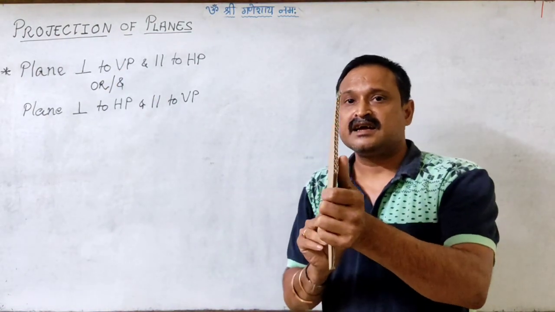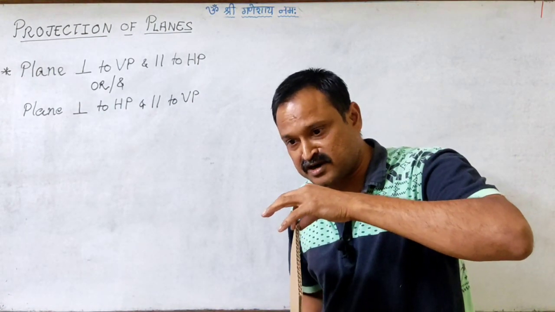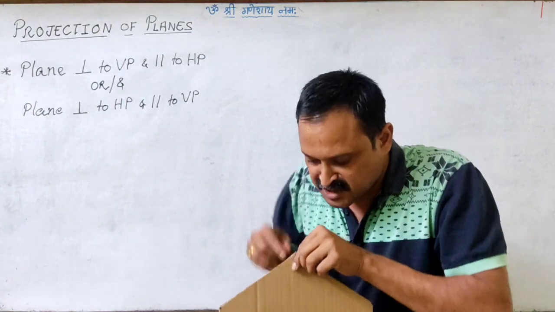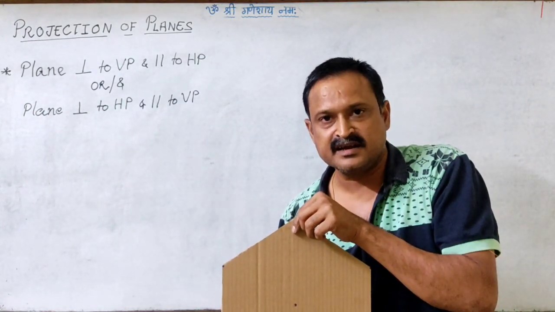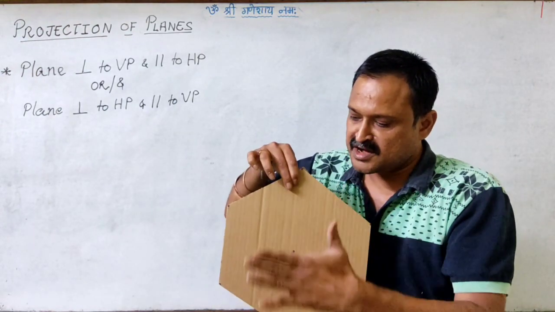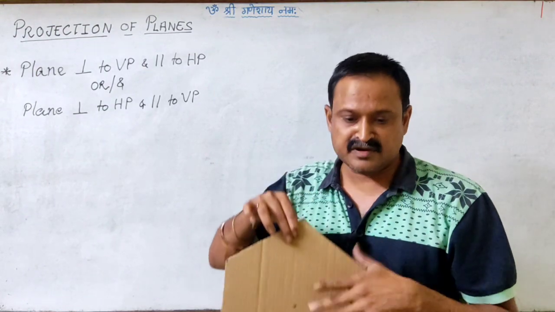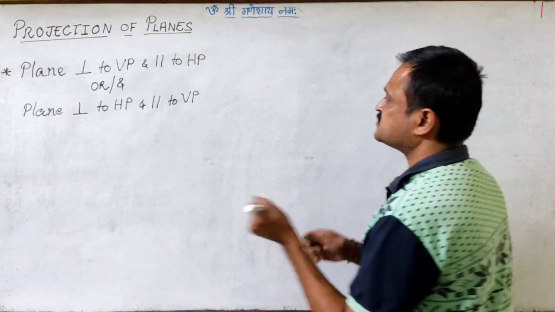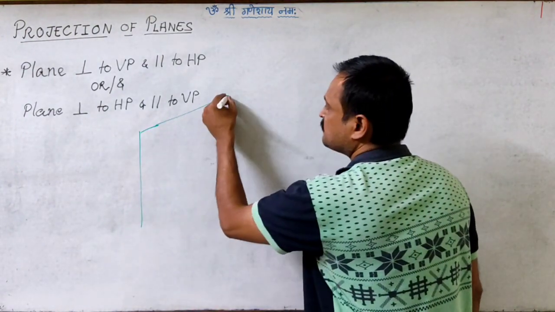Second case, keeping it perpendicular to HP. So it is perpendicular to HP and I can make it parallel to VP. So the top view image is the trace image, right? And in the front view, you are able to see the surface of the plane. Now we will talk about the dimensions as well. So let us try to understand again with the help of this pictorial representation.